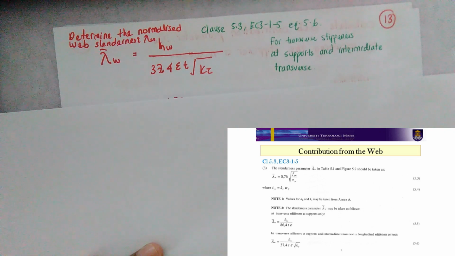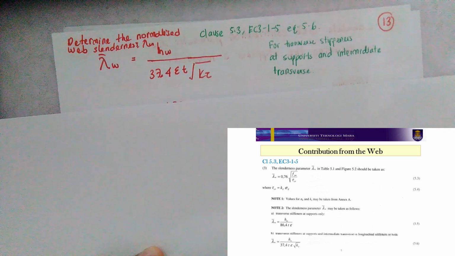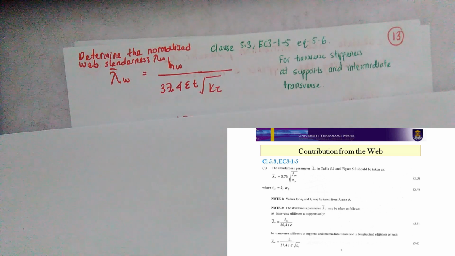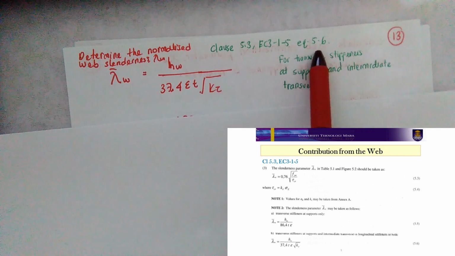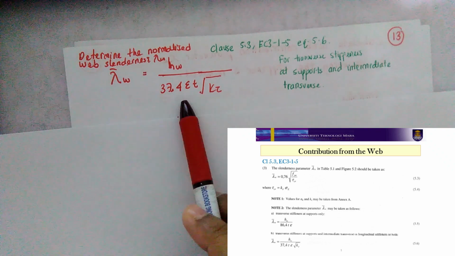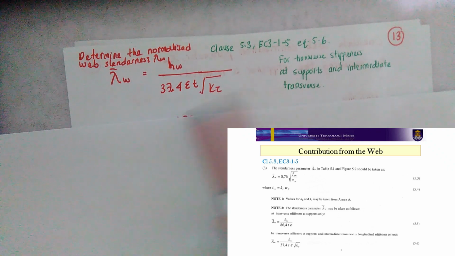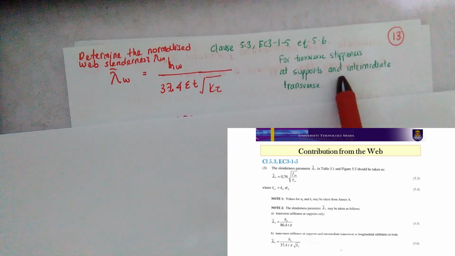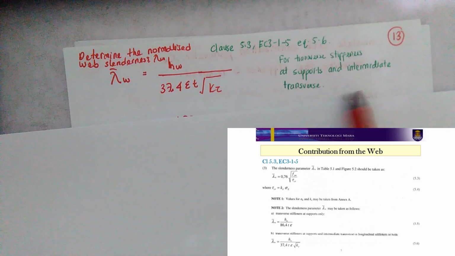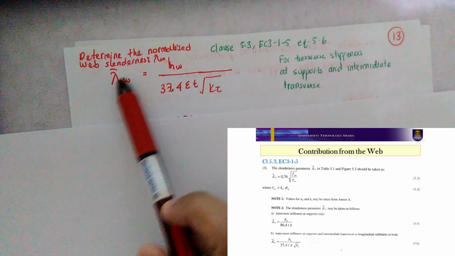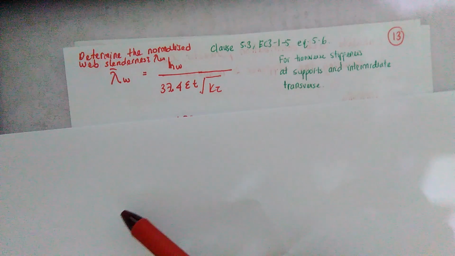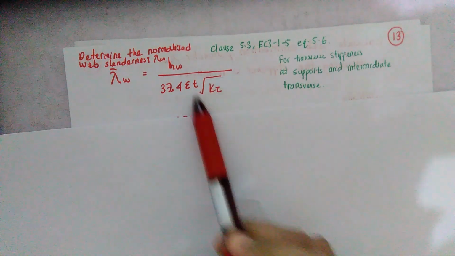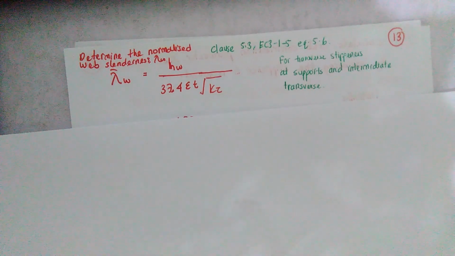So if you're looking at the equations given, definitely in our case we are using Equation 5.6 from clause EC3 Part 1.5, whereby the slenderness parameter is given by these equations, because we have transverse stiffeners at supports and intermediate transverse stiffeners throughout the plate girder. So now we wanted to know what this parameter is. We already know our hw, which is 1930, and we need to find this first.